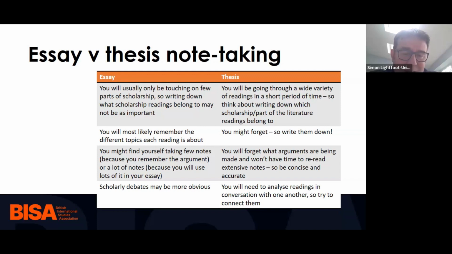But the kind of highlights here that Priscilla is suggesting, again, you know, concise and accurate, make sure that you're trying to connect your readings together so that you can start to build up a picture of what the scholarship looks like within the literature. So again, there's a lot of really great books on note-taking and some really excellent work available around here. But often what it really comes down to, I would argue, is the ability to manage your time.